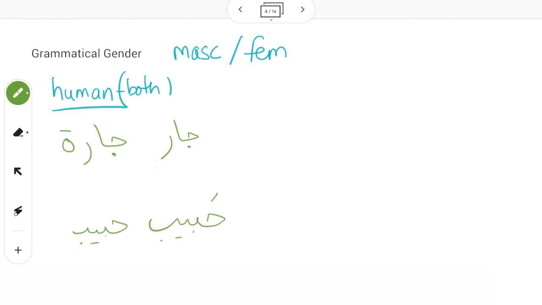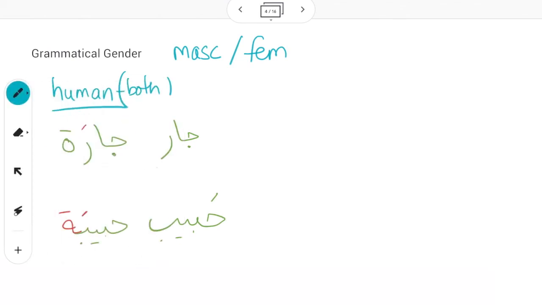You take the same word Habib and you add a ta marbuta to the end. When you're pronouncing it, you don't have to write the fatha, but you're simply pronouncing the letter before it with a fatha. Okay, Habiba. Habib, Habiba.